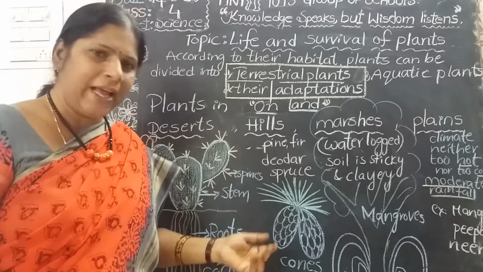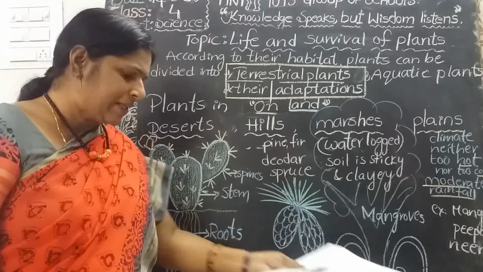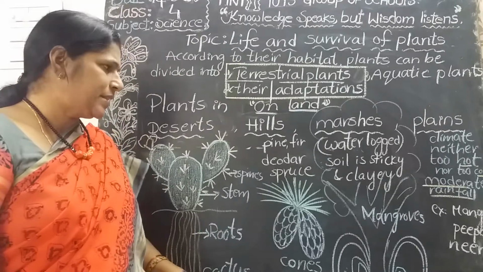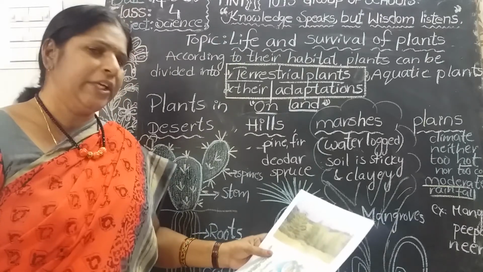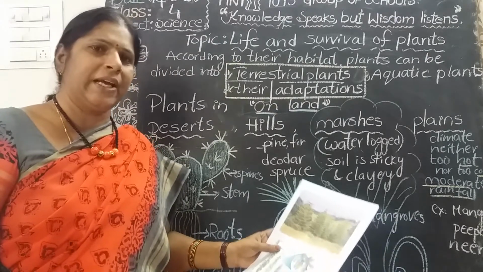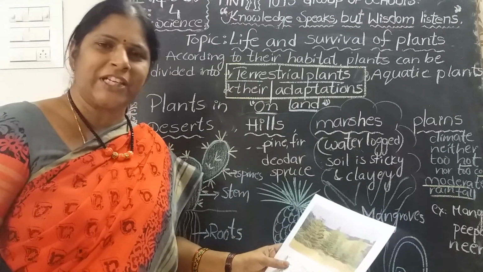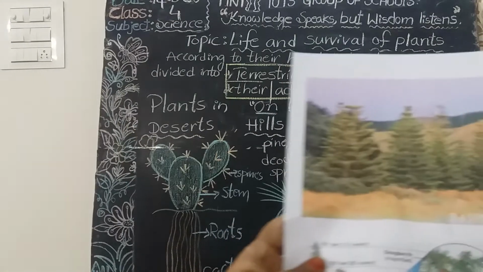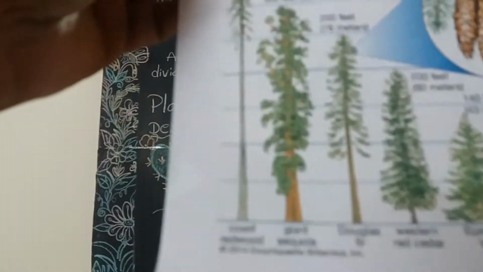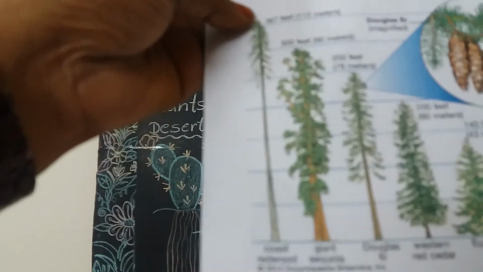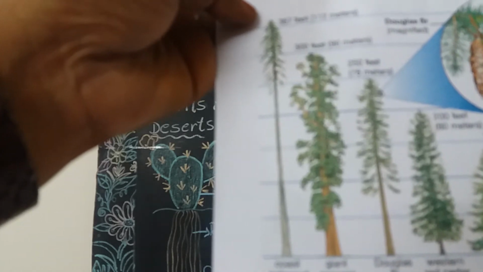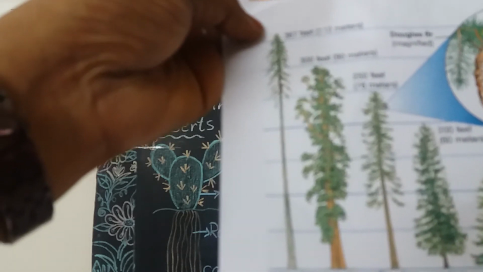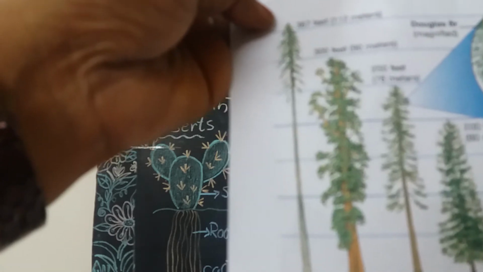Let us discuss these. Some plants like pine, fir, cedar, spruce, deodar live in hilly areas. What are the adaptations we find in the plants of hilly areas? See here, these plants grow very tall. Height is 367 feet, that means 112 meters. They grow 112 meters in height.